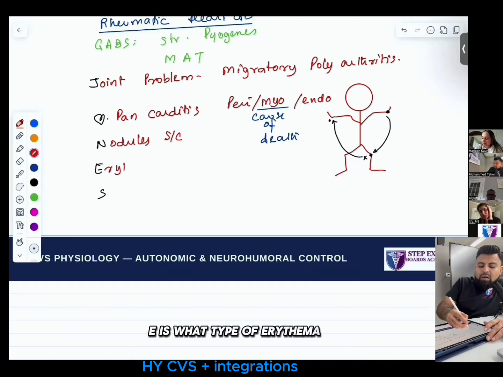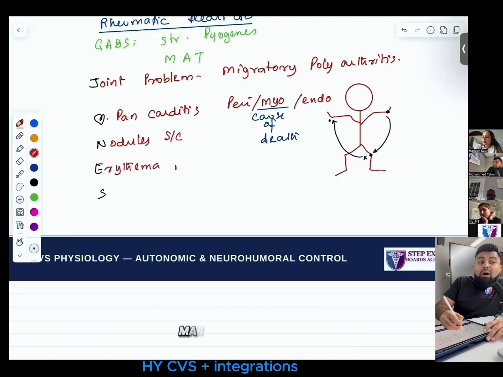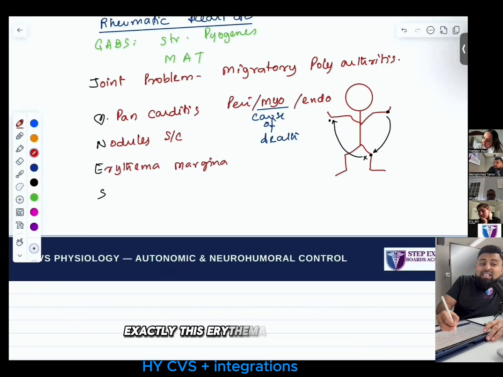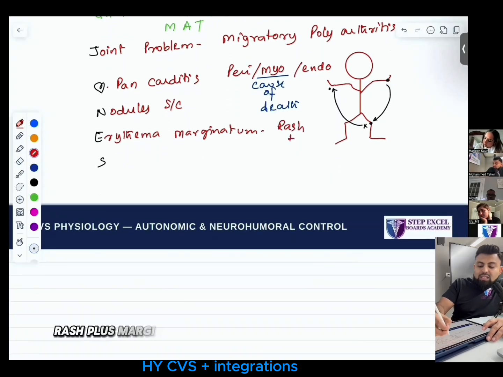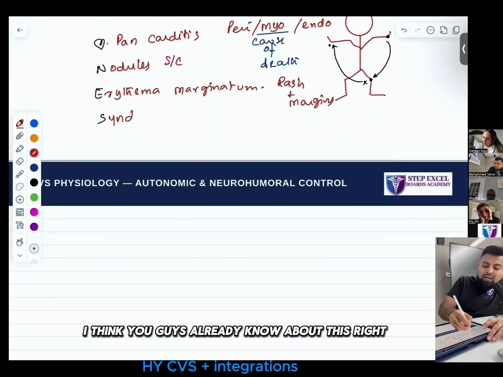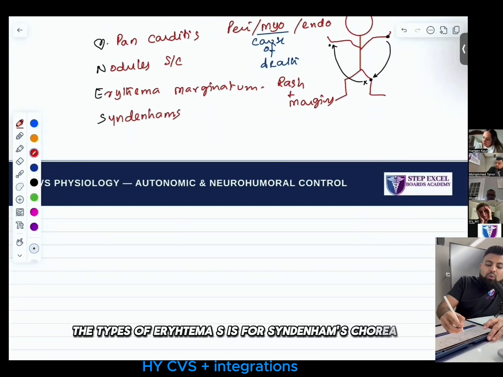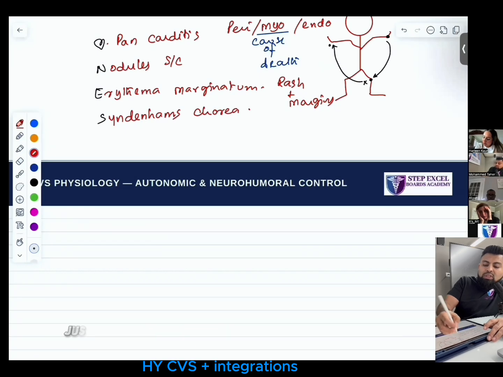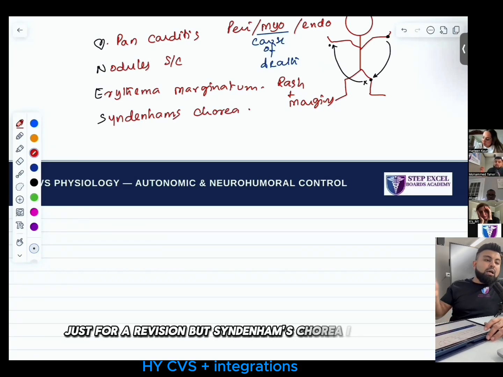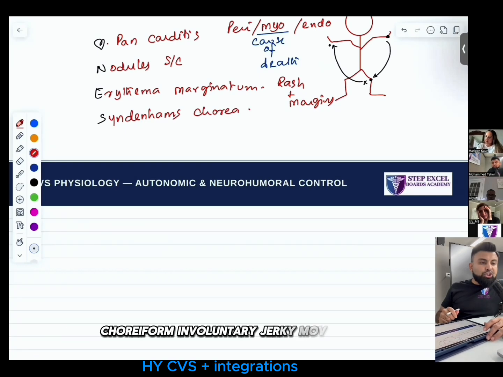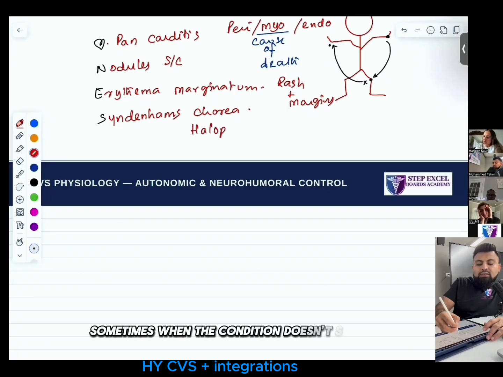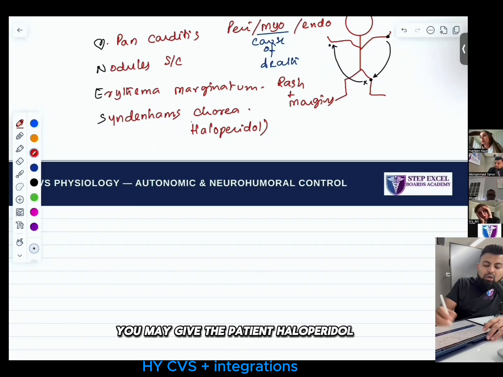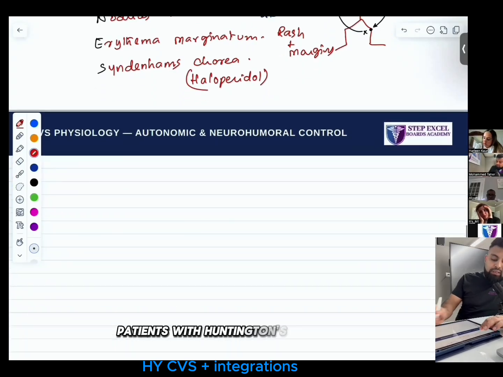E is what type of erythema? Please complete it. Erythema marginatum. This erythema marginatum is the rash that has the margins. Rash plus margins. So when you talk about the erythemas, I think you already know about the types of erythemas. S is for Sydenham chorea, and I will talk about the types of erythema soon, just for a revision. But Sydenham chorea is rapid choreiform involuntary jerky movements that involve the limbs. Sometimes when that condition doesn't subside, you may give the patient haloperidol, just like the chorea that patients with Huntington's are given.